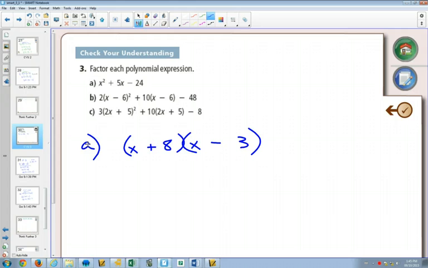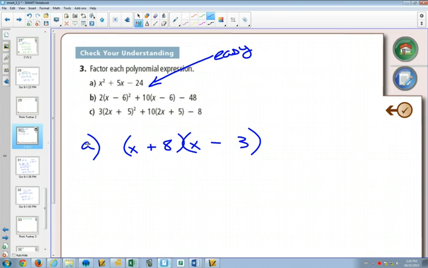8 times negative 3 is negative 24. That still works. X times x is x squared. My outside and my inside, 8x minus 3x makes 5x. We're done. That's easy. In fact, whenever things look like this, especially if it starts with just 1x squared, these are probably the easiest ones to factor.